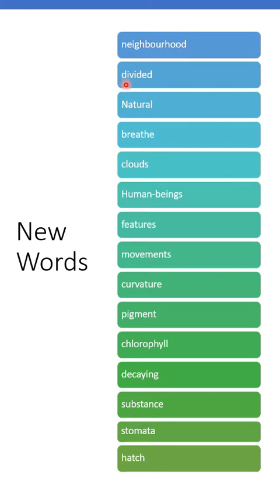Neighborhood, neighborhood. Divided, divided. Natural, natural. Breathe, breathe. Clouds, clouds. Human beings, human beings. Features, features. Movements, movements. Curvature. Pigment. Chlorophyll. Decaying. Substance. Stomata. Hatch.